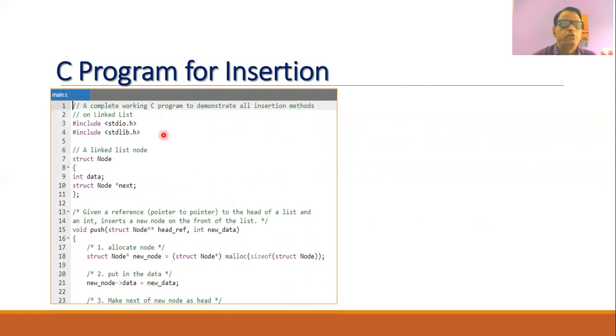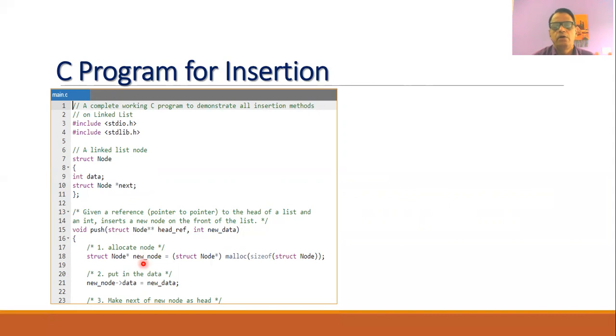Now, initially we need to include the corresponding header files. Then we need to create a linked list node for which we will make use of the statement struct node, which will consist of two fields, data and a pointer next, which will point to the next element. Then in the first function push, we will insert the element at the start of the linked list, in front of the linked list.